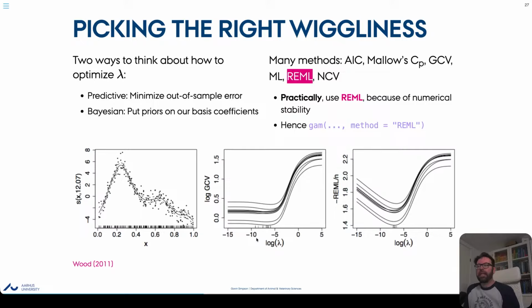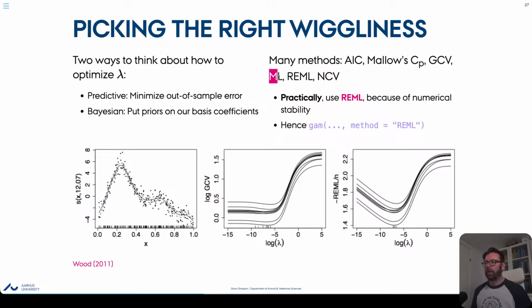It can sometimes end up being too wiggly, just because of the data that you happen to observe. Whereas REML, because of the nature of the shape of the criterion, tends to give more consistent, more stable results. So that's why we say REML.